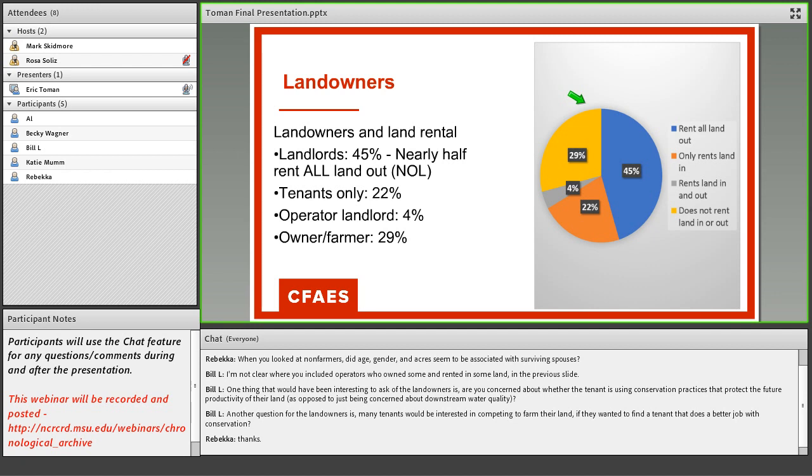Your next question: one thing that would have been interesting to ask the landowners is, are you concerned about whether the tenant is using conservation practices that protect the future productivity of their land as opposed to just being concerned about downstream water quality? We had a bank of questions that asked more detail about practices being adopted on properties, both by tenants and for those who are renting land. I am not sure if we included that specific question, but I would agree that you're right. We did ask questions about maintaining soil productivity, avoiding soil erosion, and runoff. I think soil productivity is probably the one that gets most at managing the future productivity of their land. So not one that I presented here, but it is an item that we had within the survey.